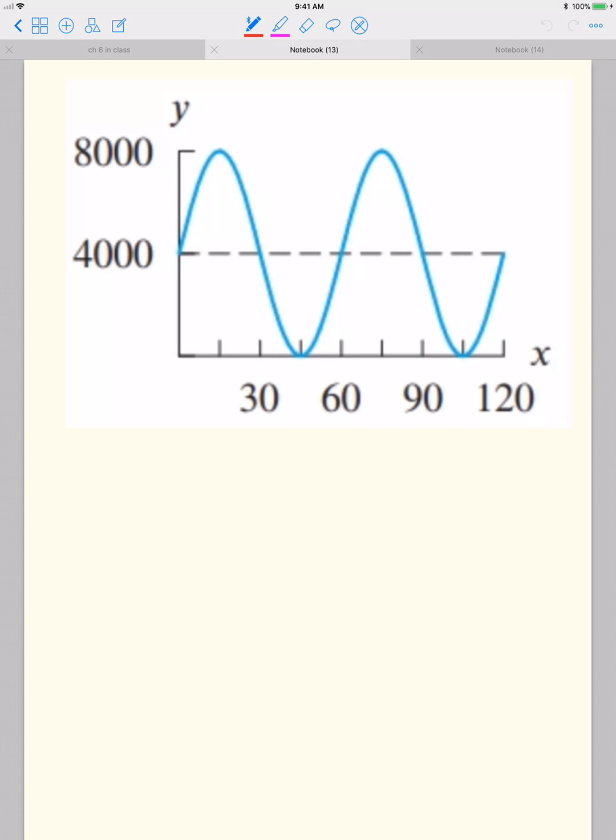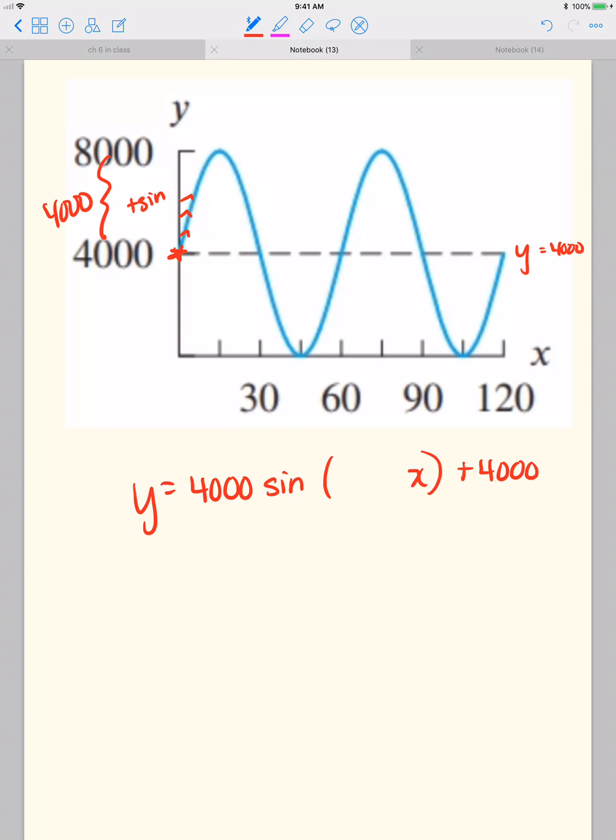Next example has a midline at y equals 4,000, noticeable with the dotted line. So we start at the midline and work our way up. So this is a positive sine graph. You can see here that the amplitude is 4,000. So we'll have positive 4,000 sine of some x value, and then we'll add 4,000 to the end because that's what our midline got bumped up to.